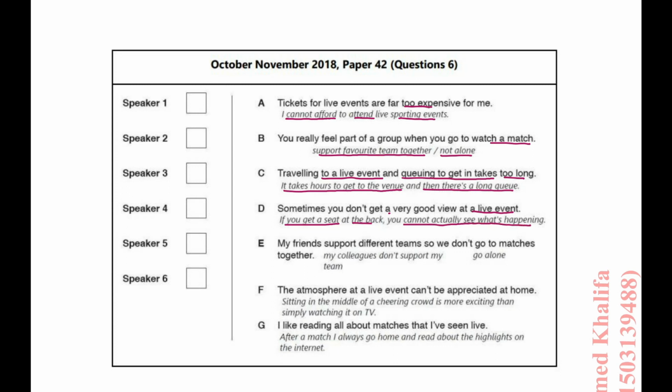See the paraphrasing? My friends support different teams, so we don't go to matches together. So my colleagues don't support my team. You might listen to this, or this is your own way of paraphrasing it. Or go alone, let us say. The atmosphere at a live event can be appreciated at home. So sitting in the middle of a cheering crowd is more exciting than simply watching it on TV. You understand what I mean? So this is your way of paraphrasing it. You might listen to something like that.